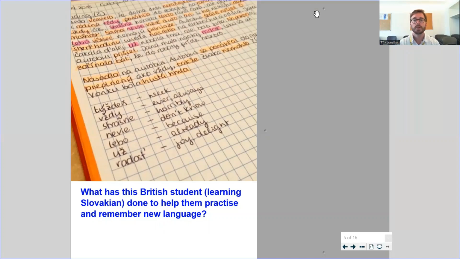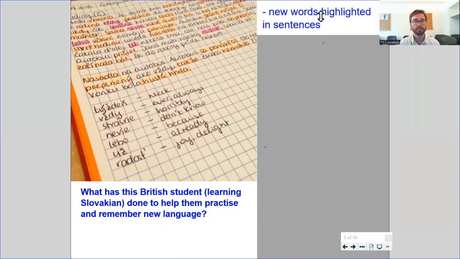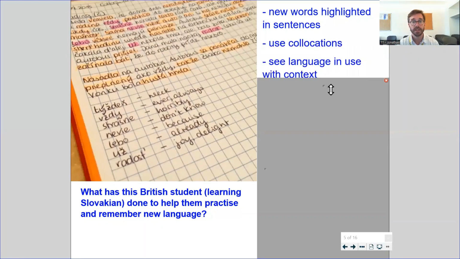Okay, so what we can notice straight away is that we've got new words and they're highlighted in sentences. So they're using collocations and they're using language in use and it's contextualized. It's not single words. They're forcing themselves to make sentences, which means they're combining their knowledge of the vocabulary that they're using with the grammar structures as well. So it's all sort of coming together.